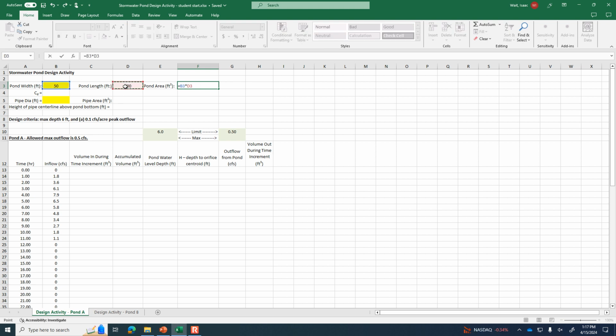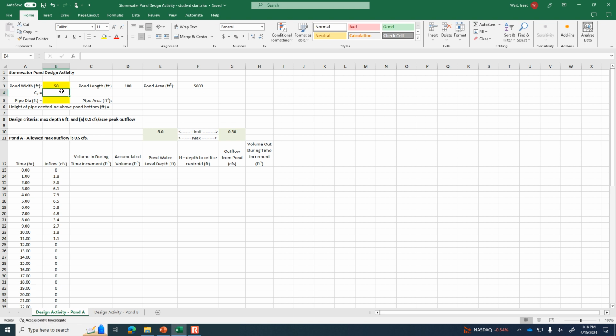The advantage of doing it that way is that when we want our pond to be bigger, we'll just increase the width, and then the length will also increase when we adjust the width. So when we set things up and then we're looking to do the optimization, we'll only have to change one parameter for the pond area and then one other parameter for the pipe details.